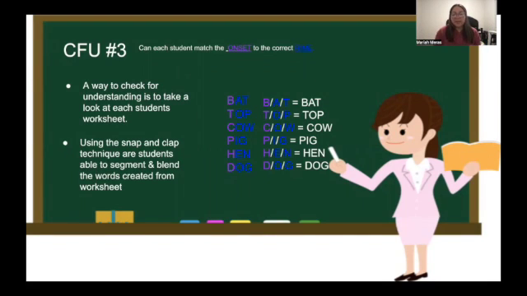We're going to be breaking apart and blending the rest of the words for top, cow, pig, hen, and dog. Half of the class on this side, you guys will go with Mr. R, and this half of the class will come with me. I would like you guys to choose one word and snap and clap. Excellent job, guys. You guys are doing really good. Keep up the good work.